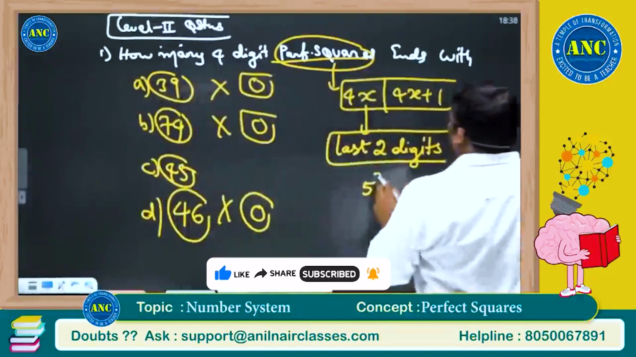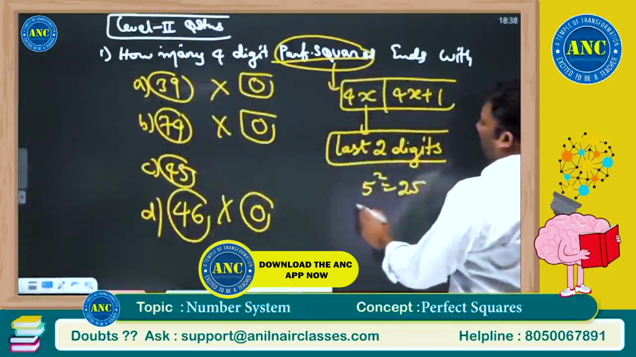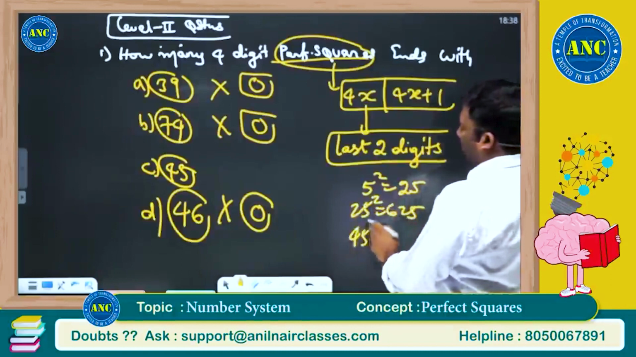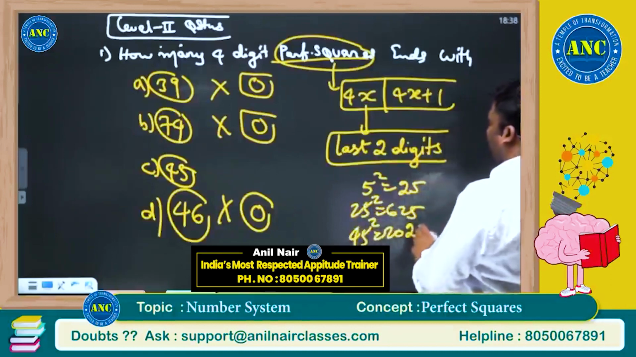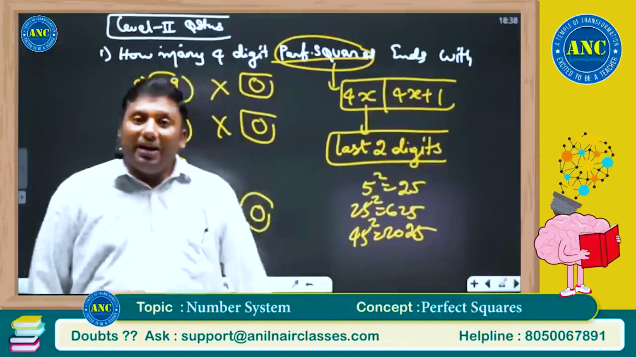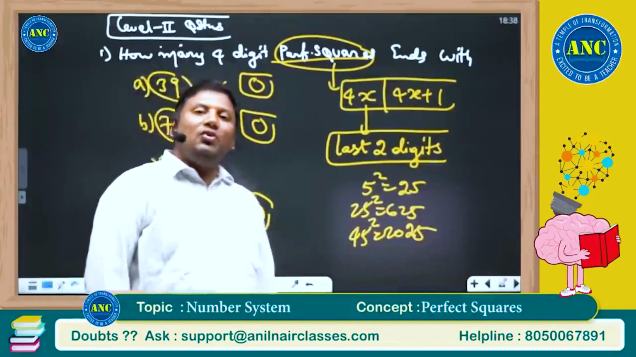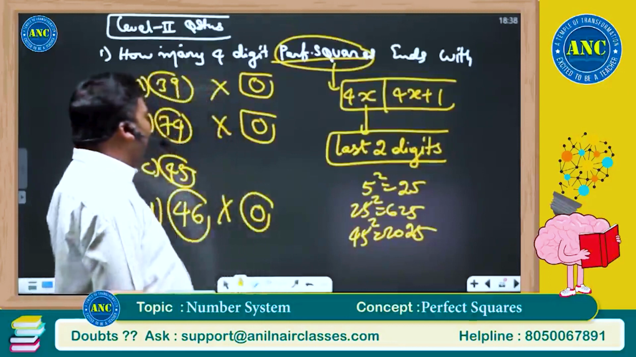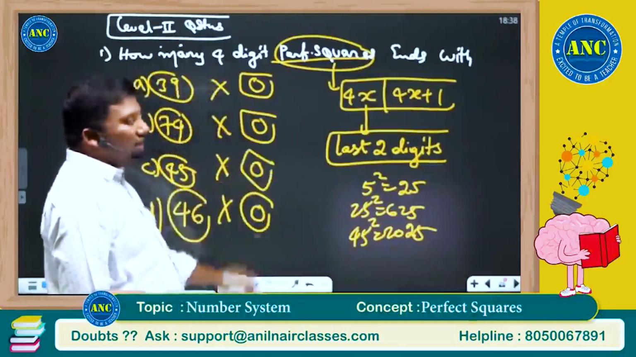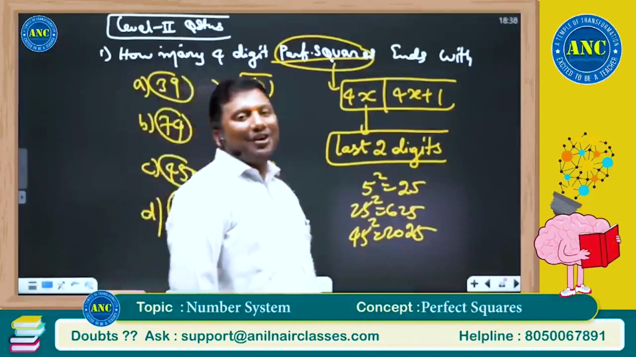45. Just now we discussed, if a square is ending with 5, 5 square 25, 25 square 625, 45 square 2025. Any perfect square ending with 5, tens place should always be 2. If a perfect square is ending with 5, this is also not possible. Answer is 0, 0, 0, 0 for all the questions.